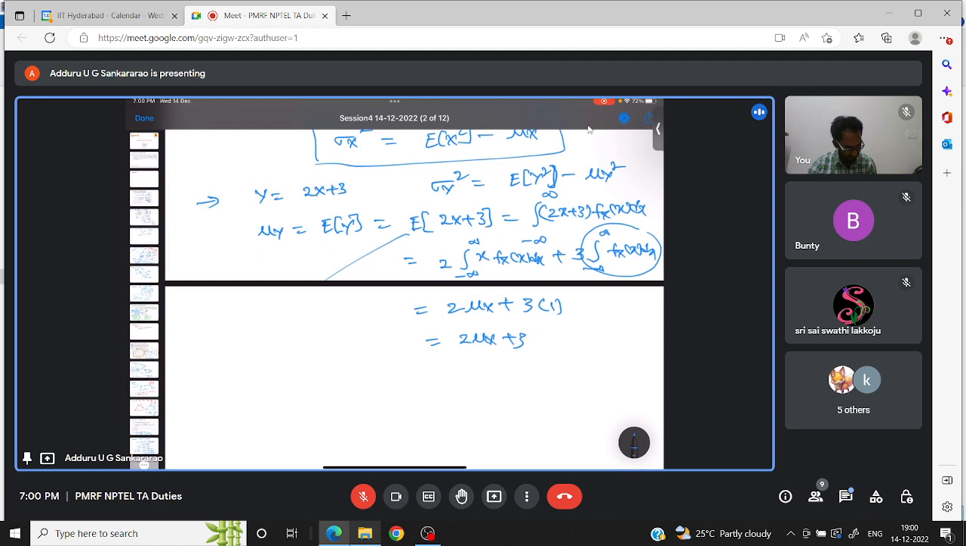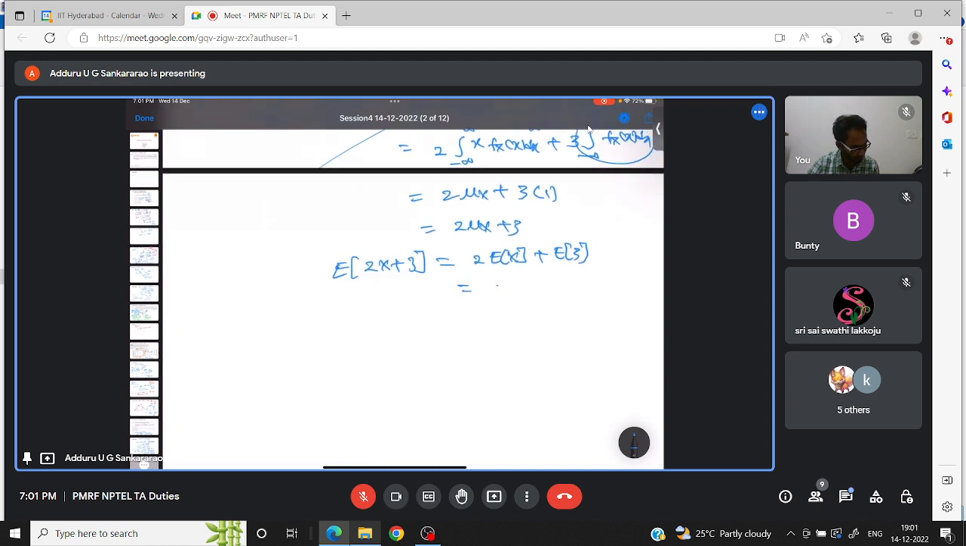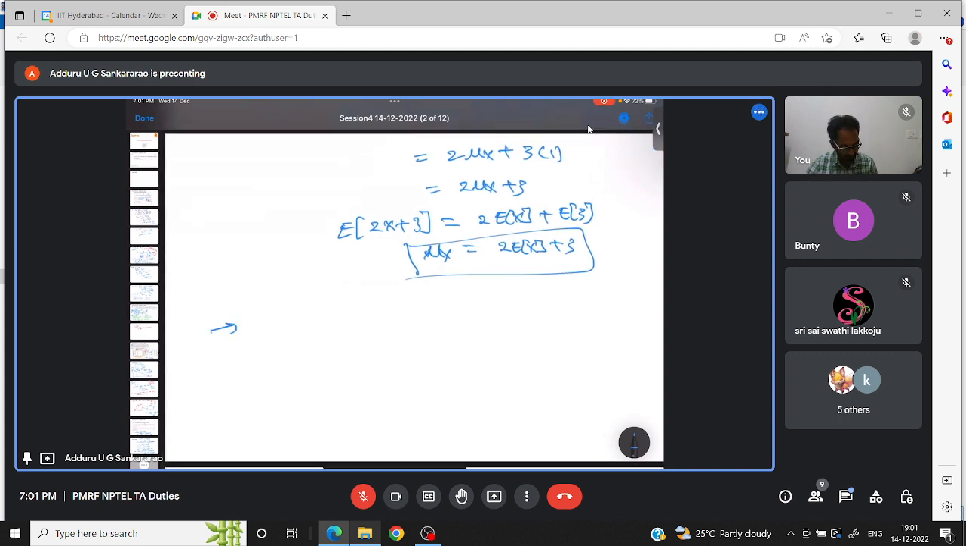So directly we can write expectation of 2x plus 3 is 2 times expectation of x plus expectation of 3. The mean of a constant is always that constant. So 2 E of x plus 3 is nothing but the mean of y. Similarly, we will find E of y square. Expectation of y square is the expectation of (2x plus 3) whole square.